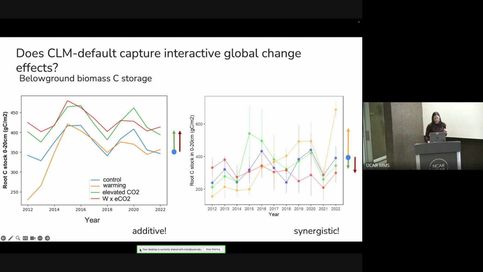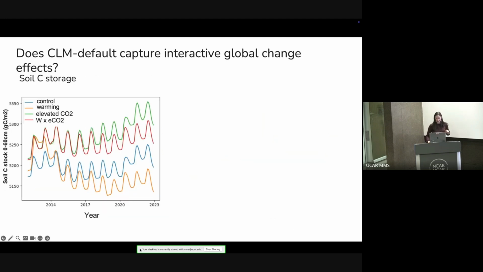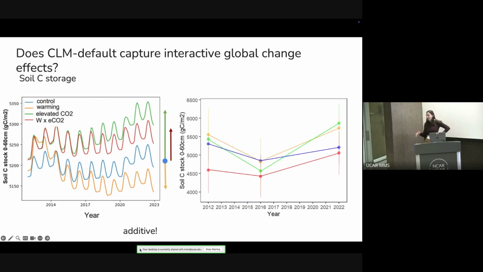We'll continue the pattern for soil carbon. For soil carbon, again, we see elevated CO2 increasing soil carbon, warming decreasing soil carbon, and the interaction being in the middle. So again, an additive effect. For the observations, we don't take these as often because soil carbon doesn't change as fast as plant carbon. But what you'll notice is that elevated CO2 and warming both increase soil carbon in this most recent sampling, but the interaction actually decreases it. So again, we can't predict that interactive effect from these individual effects.